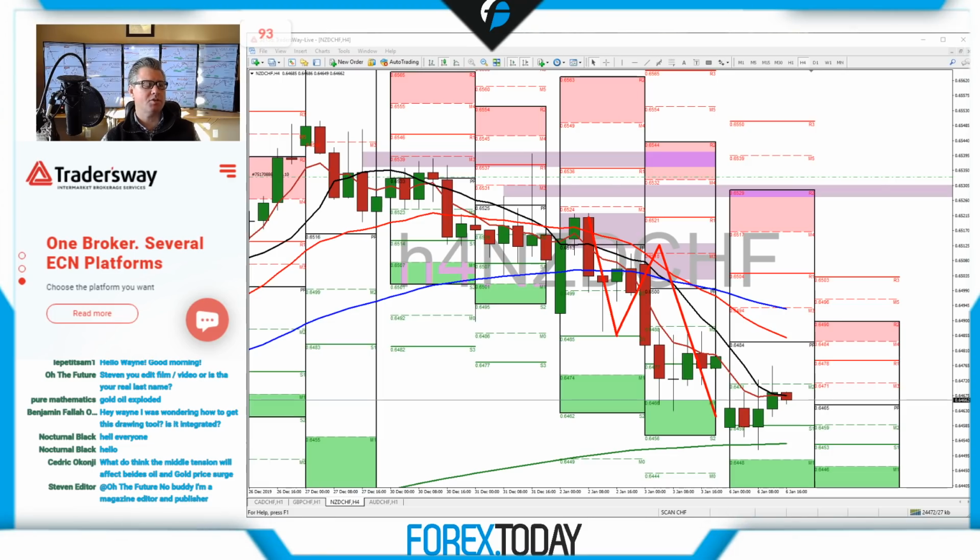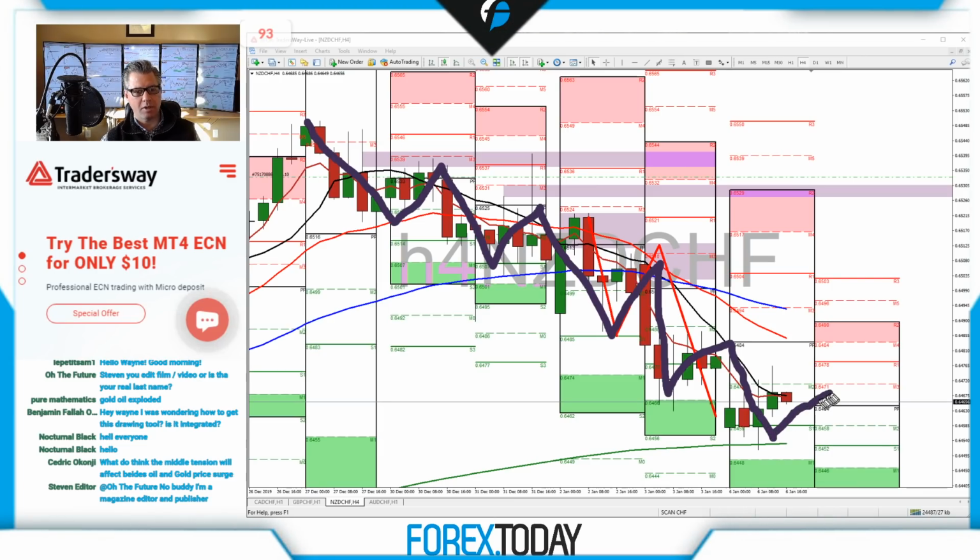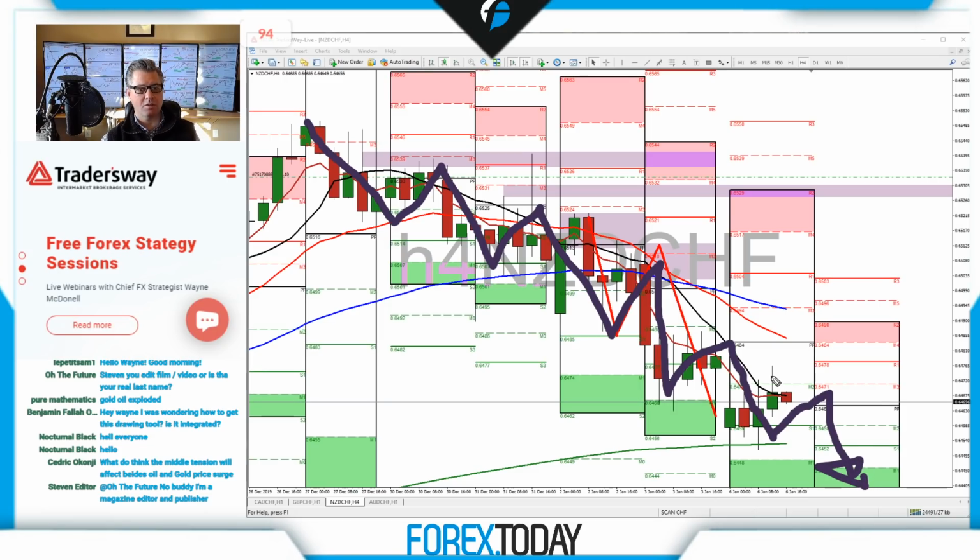This is Kiwi Swiss franc, and we covered this last week in pretty good detail. Down, down, down, down, up, sell, repeated again and again, and then this is the sell zone. So this is already tomorrow's trade.